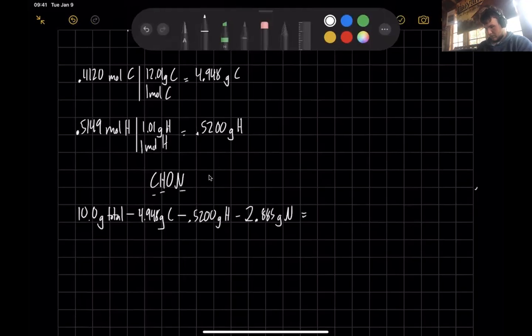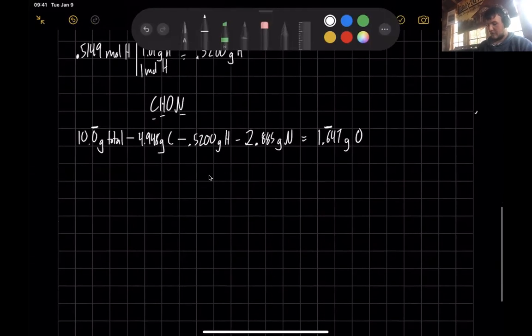Yeah, okay, so 10 minus 4.948 minus 0.5200 minus 2.885 gives us 1.647 grams of oxygen. And if we check significant figures, the tens place is the largest shared decimal, so the significant figures here would just be 1.6. However, for the sake of the math, I will be keeping the 1.647, but when we come to the end, it'll just have 2 significant figures.